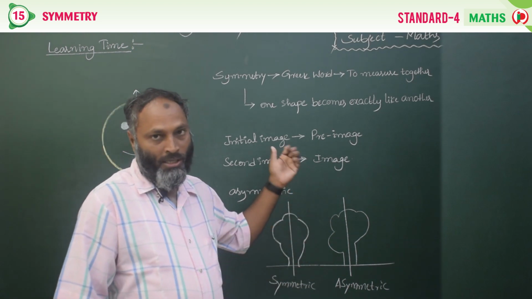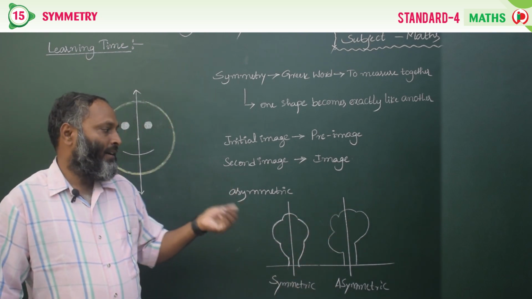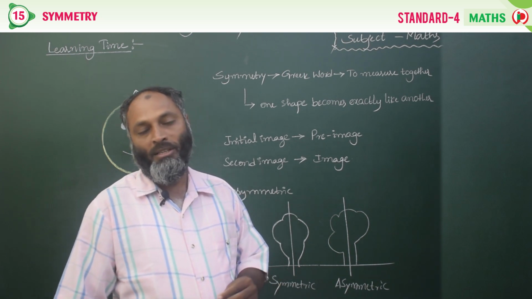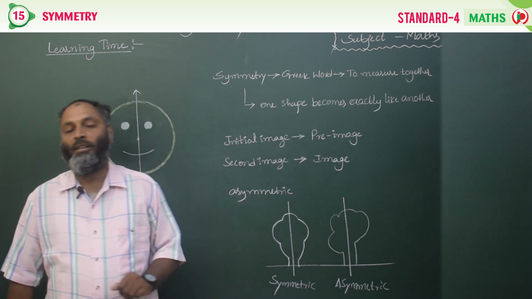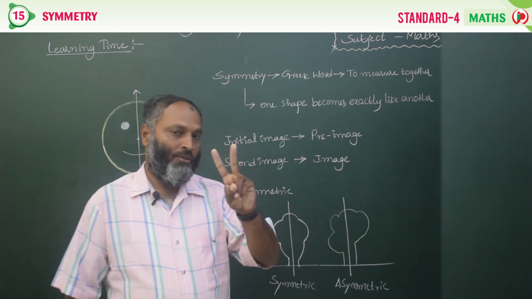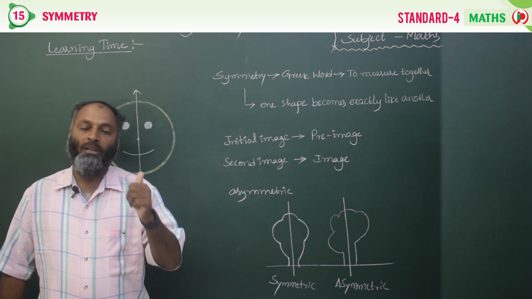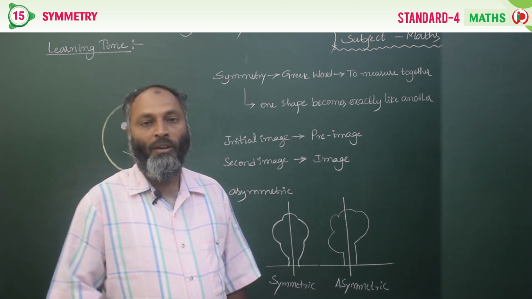If you draw a vertical line, horizontal line, slanting line, whatever, and that line does not divide the picture into two identical shapes, then that picture is an asymmetrical picture. Here, how many definitions did we discuss? We discussed symmetry, line of symmetry, pre-image, image, symmetry, asymmetry. So in total, these definitions we discussed in learning time. Okay students.